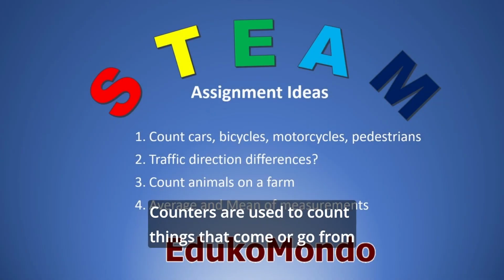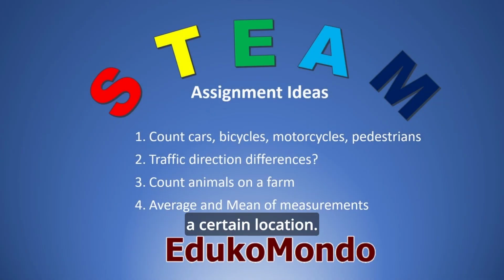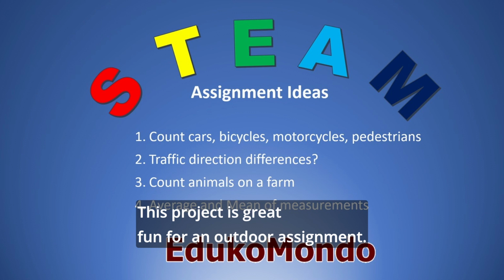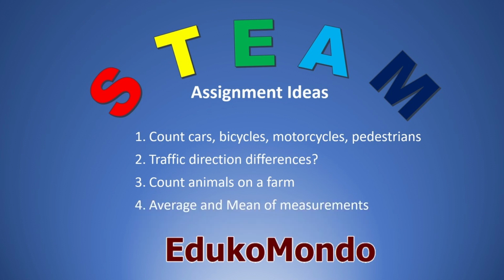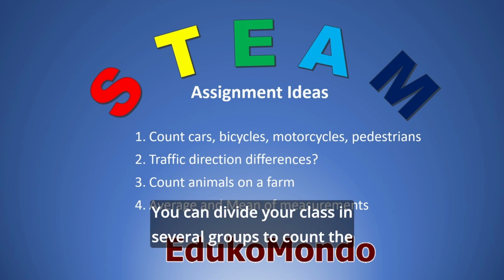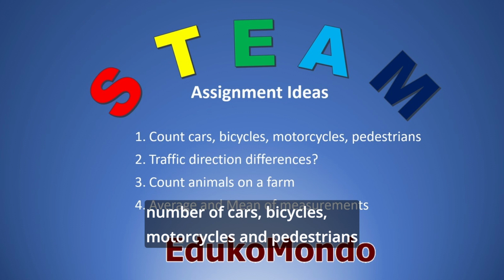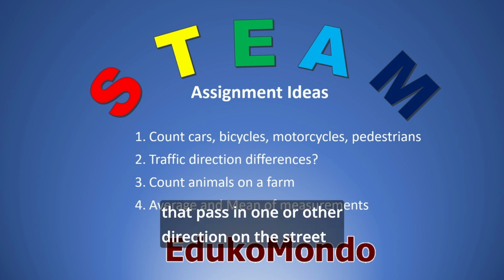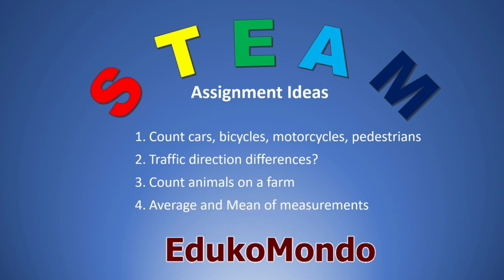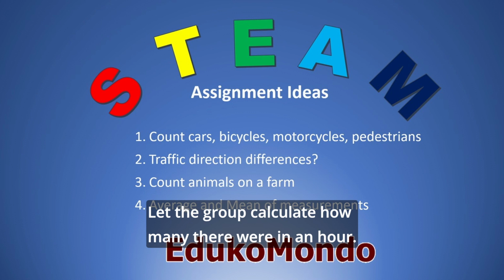Counters are used to count things that come or go from a certain location. This project is great fun for an outdoor assignment. You can divide your class in several groups to count the number of cars, bicycles, motorcycles and pedestrians that pass in one or other direction on the street during 10 minutes. Let the group calculate how many there were by the hour.